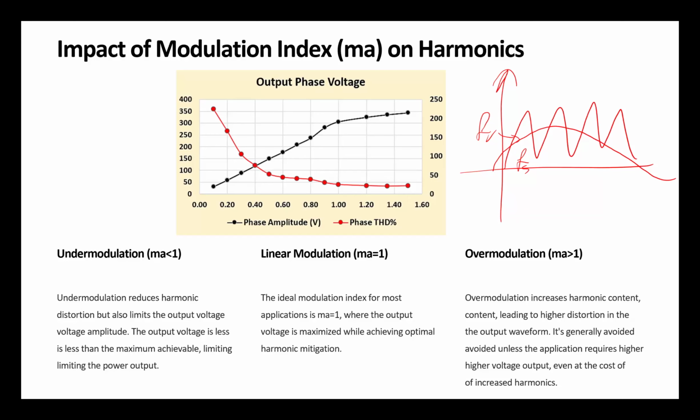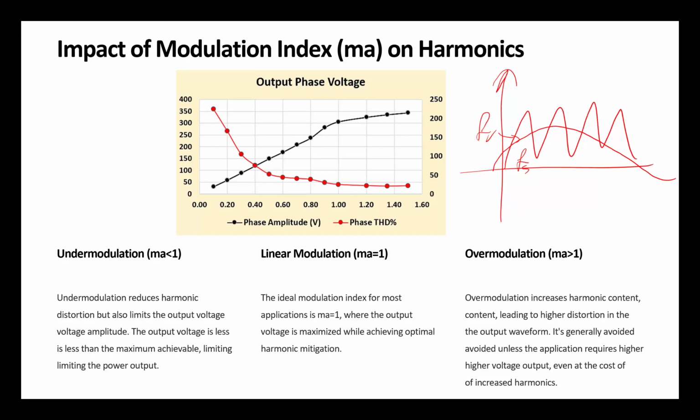Now, I introduced three concepts of modulation. One is under modulation, another is linear modulation, and then over modulation. Under modulation is quite simple. We already talked about that. We said that the modulation index, the amplitude, should ideally be somewhere between 0 and 1. Correct? So this is our ideal case.